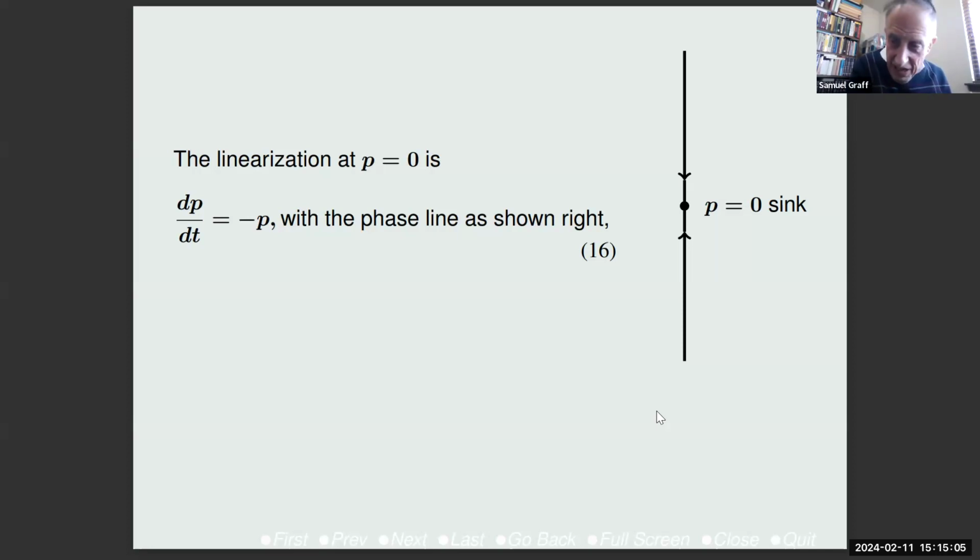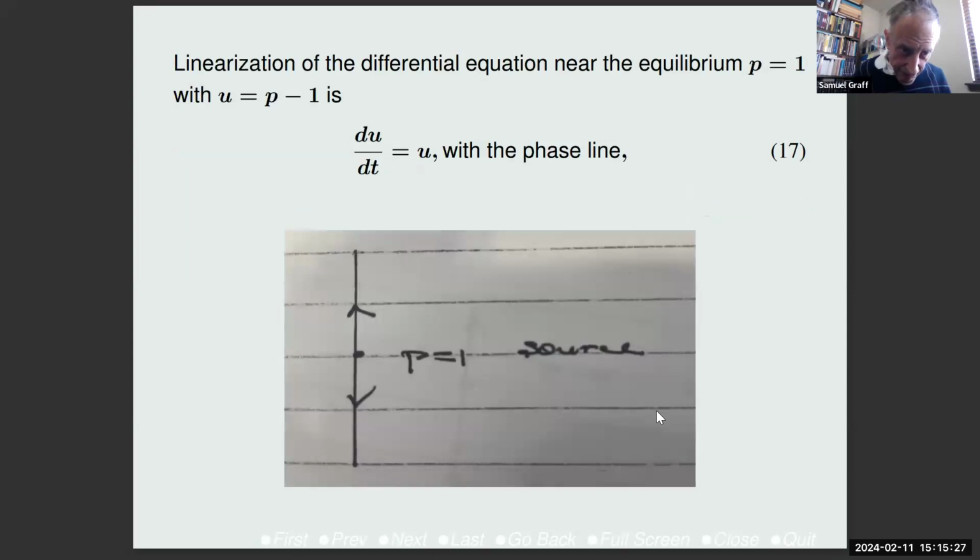Now, of course, we can't speak of a negative population, but we're talking about a differential equation at the same time. If P could be negative, then the right-hand side is positive, and what you see is that all solutions tend towards the equilibrium P equals 0. Now, the linearization of the differential equation near P equals 1 requires a change of variable where you introduce U equals P minus 1.